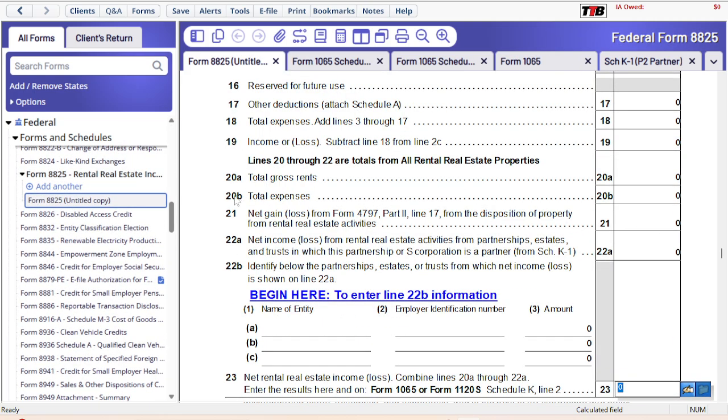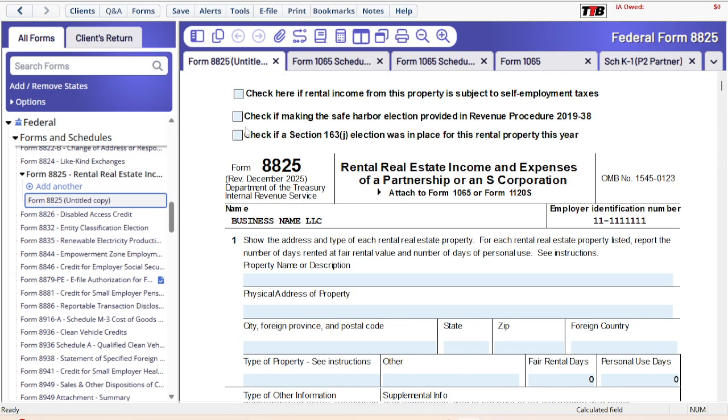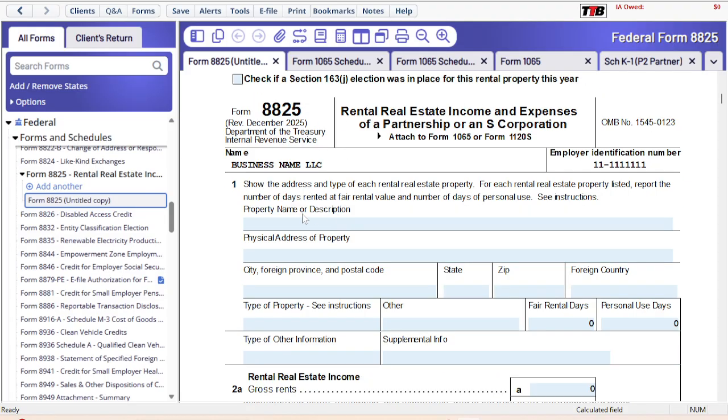And this is Form 8825. We are going to go through a little bit, since a lot of business owners filing 1065 could be real estate owners as well. So you might want to read through it, but here you'll put your property name, your property address, and your business identification numbers are there.